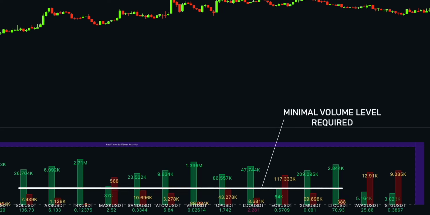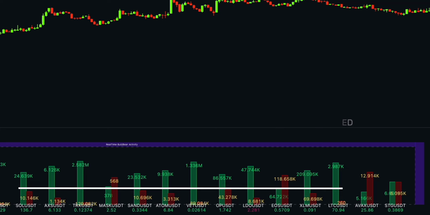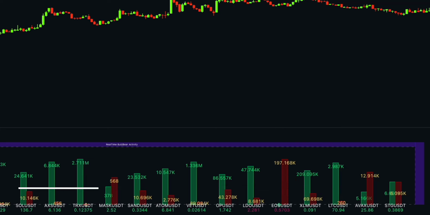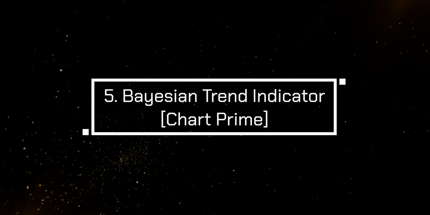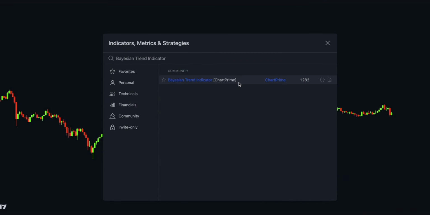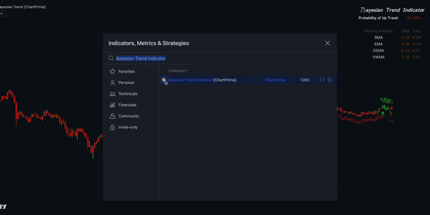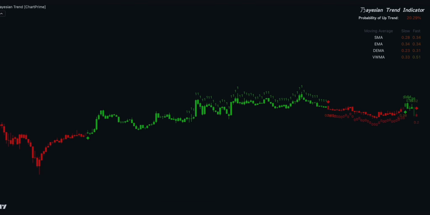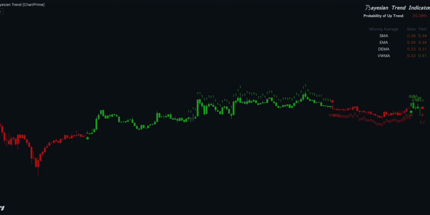It is possible to accomplish this by setting a specific volume benchmark below which the trades are not allowed to be initiated. Save this indicator to your library, and let's explore the next tool on our list. This new indicator is called Bayesian Trend Indicator Chart Prime. In probability theory and statistics, Bayes' theorem, named after Thomas Bayes, describes the probability of an event based on prior knowledge of conditions that might be related to the event.